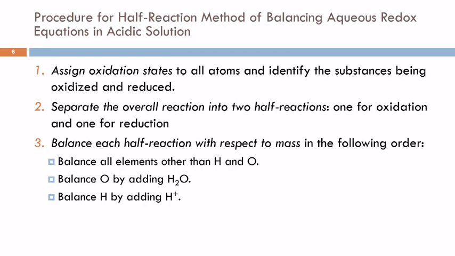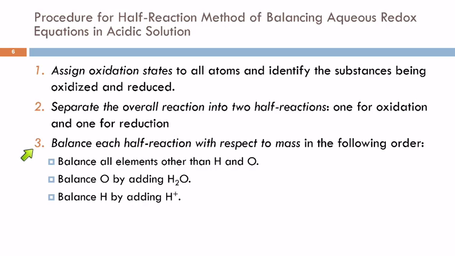Okay, so now that we reviewed that, here's the procedure for balancing aqueous redox reactions. Some of these occur in acidic solution and some occur in basic solution. And the process is similar, but there's just a little extra step for basic. So we'll talk about acidic solutions first. First of all, you have to assign oxidation states to all the atoms, and you have to figure out, okay, what's being oxidized and what's being reduced. You have to do that so that you can separate the overall reaction into two half reactions. You'll look at the oxidation and the reduction as two different equations.